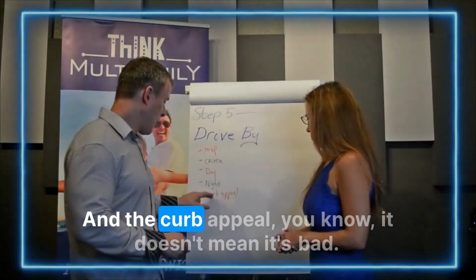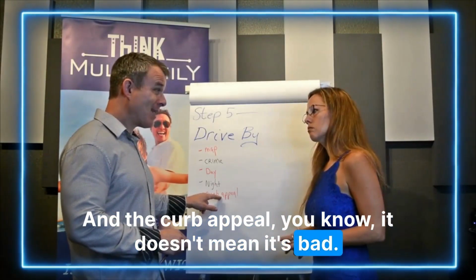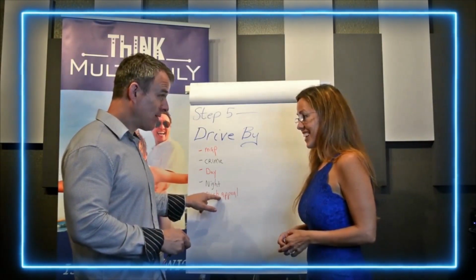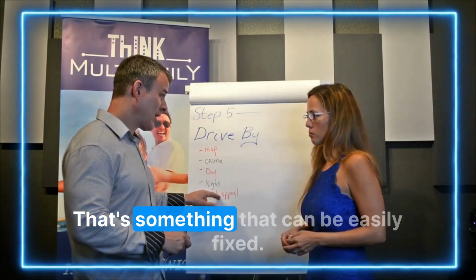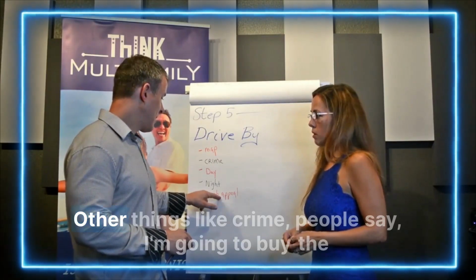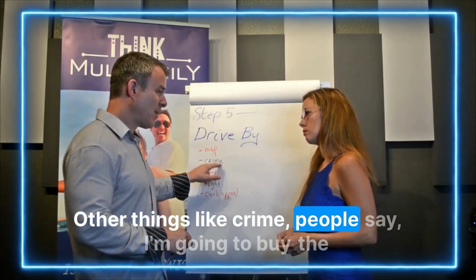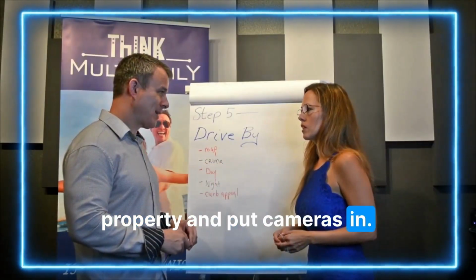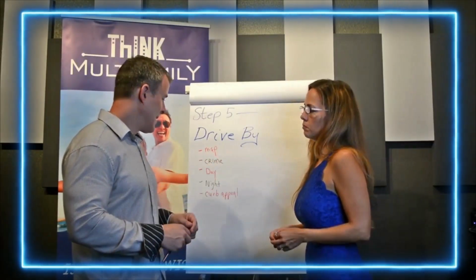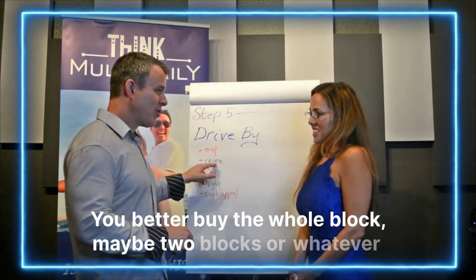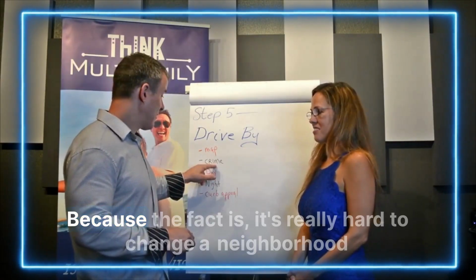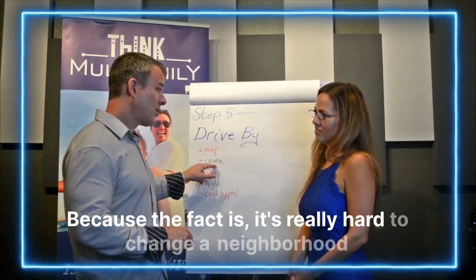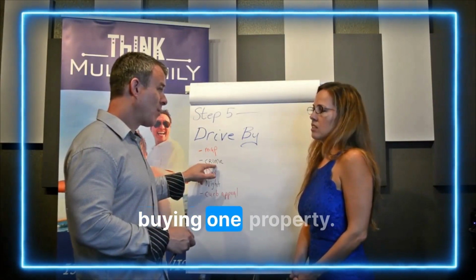Exactly. And bad curb appeal doesn't mean it's bad. It actually might be good, because that's something that can be easily fixed. Other things like crime, people say, I'm going to buy the property and put cameras in, I'm going to make it all better. You better buy the whole block, maybe two blocks, or whatever it may be, right? Because the fact is, it's really hard to change a neighborhood by buying one property.